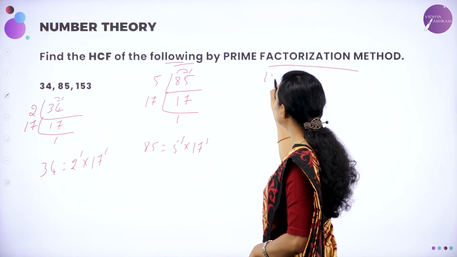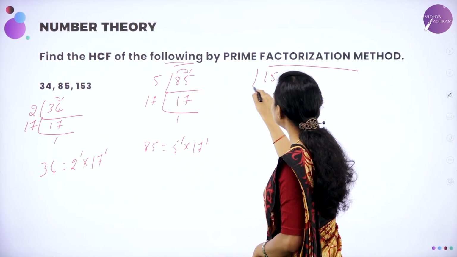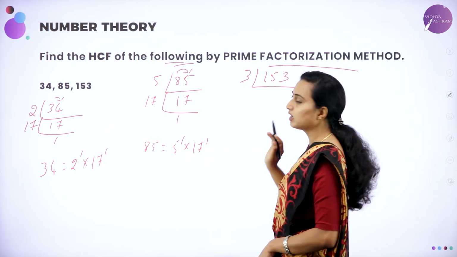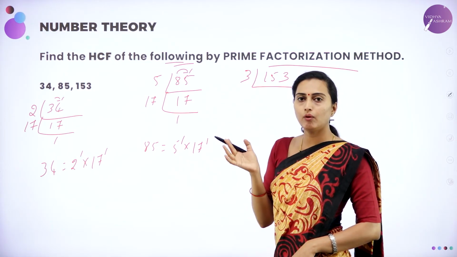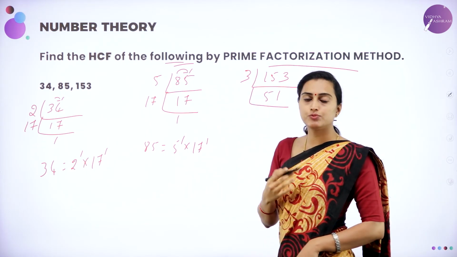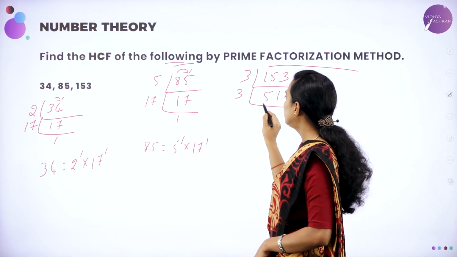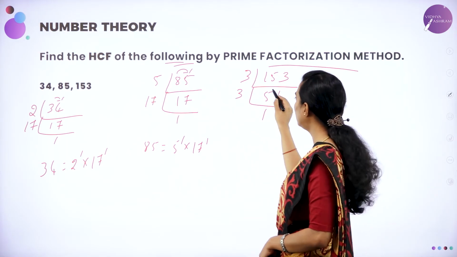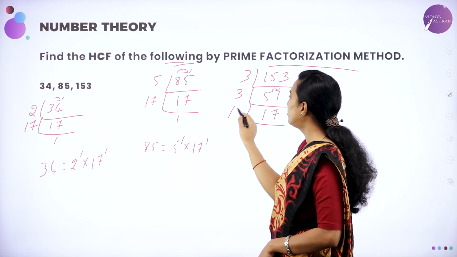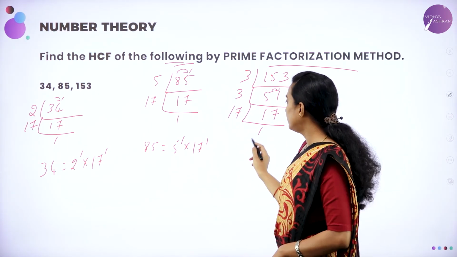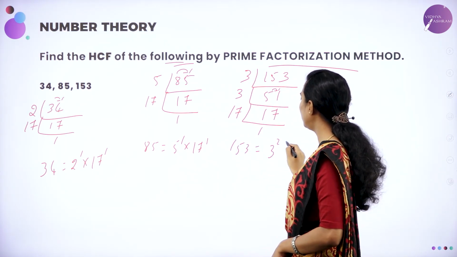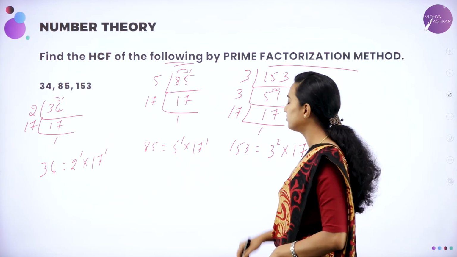Similarly 153. See, 3 fives are 15, so it can be divisible by 3. 3 ones are 3, carry over 15. 3 fives are 15. 3 ones are 3. Again 51 is divisible by 3. 3 ones are 3, 2 is a carry over, so 21. 3 sevens are 21. 17 is the only prime number. 17 ones are 17. So 153 can be written as 3 squared into 17 to the power of 1.